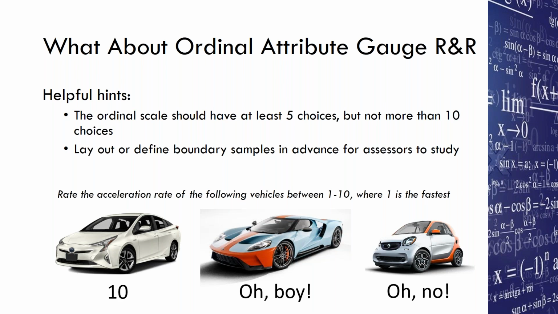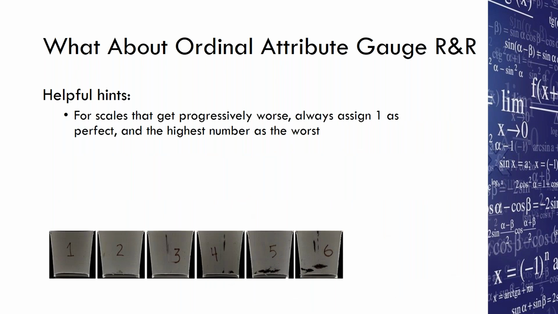Sometimes it does help to have those boundary samples on hand so that assessors know exactly what they're going to be looking at. They can be reminded, and that's going to help you with your precision. Another hint I'm going to give you is that if you have a scale on things that get progressively worse, I always assign 1 as perfect and the highest number as the worst. So I'll give you an example.